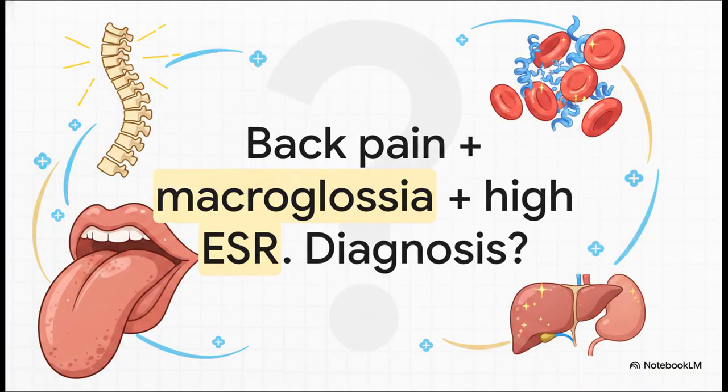Next question. A 65-year-old man presents with low back pain. On physical exam, you notice macroglossia and hepatosplenomegaly. Labs show an ESR of 123 and a serum calcium of 12 milligrams per deciliter. What's the diagnosis? A, multiple myeloma, B, Hodgkin lymphoma, C, tuberculosis, D, hyperparathyroidism, or E, chronic lymphocytic lymphoma?